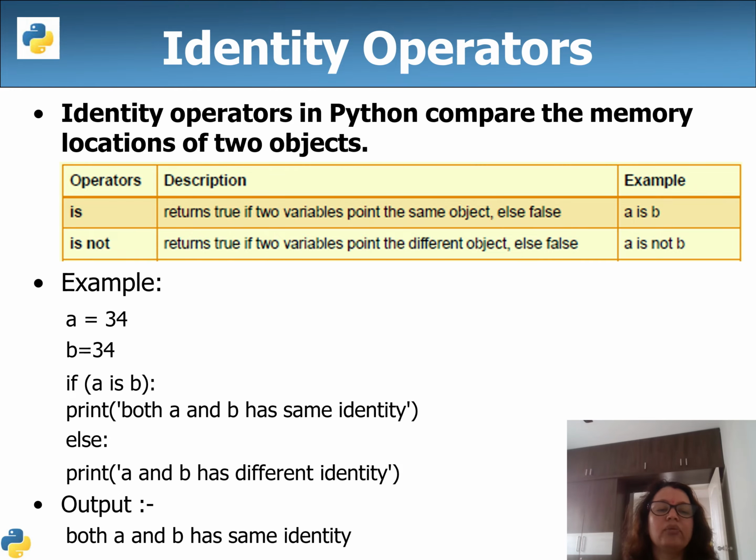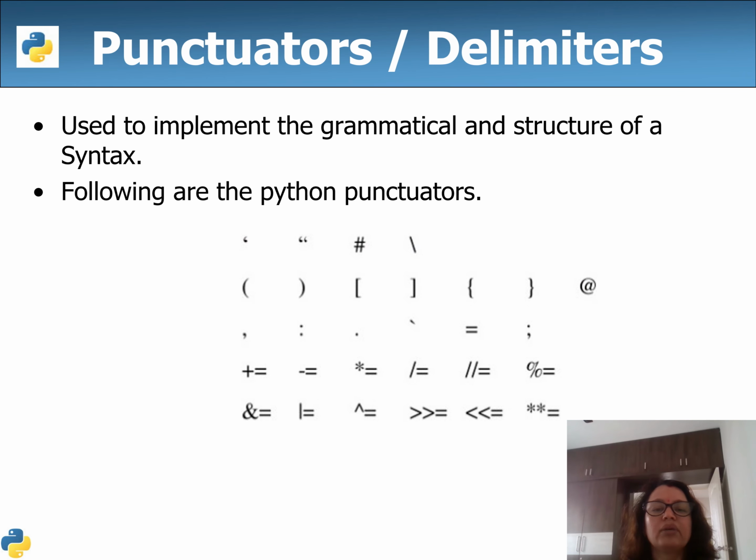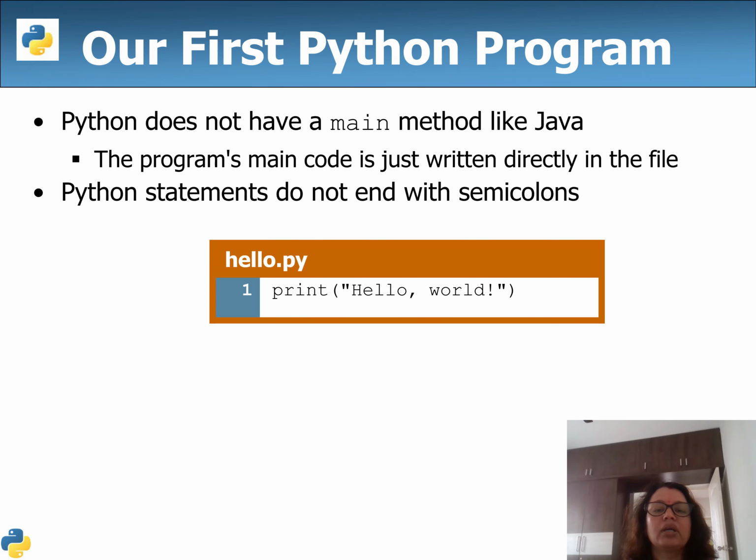Then identity operators. There are two identity operators: is and is not. Is checks whether two variables point to the same object, otherwise it returns false. Is not returns true if two variables point to different objects, else false. This is the example for identity operators. These are the punctuation and delimiters for the grammatical structure of Python programming.